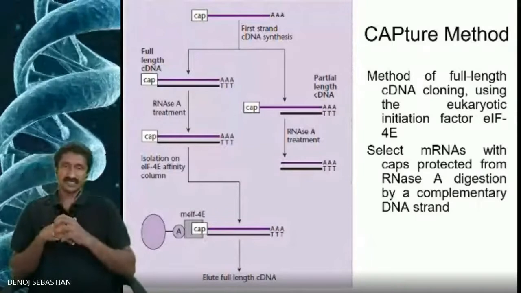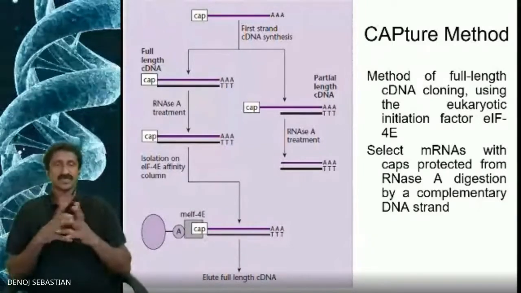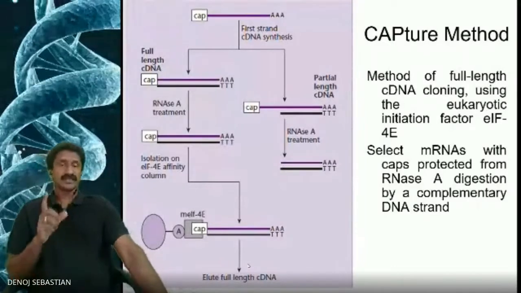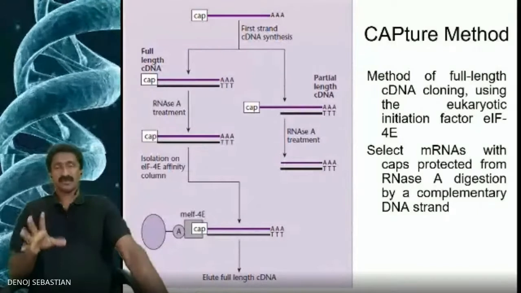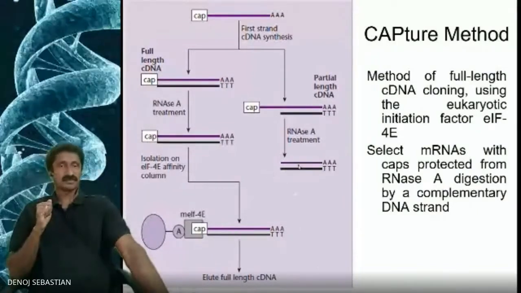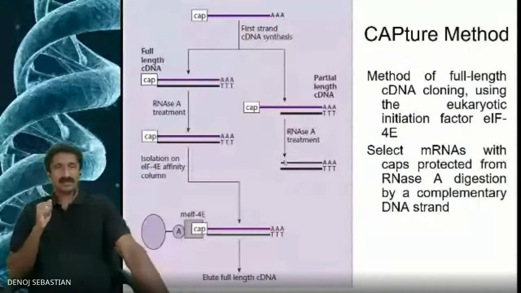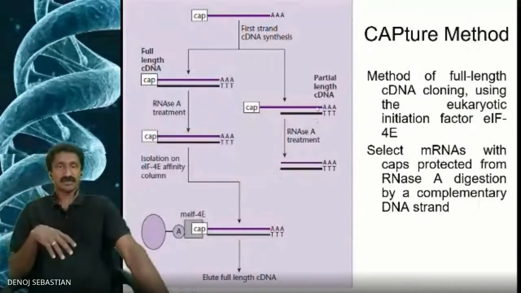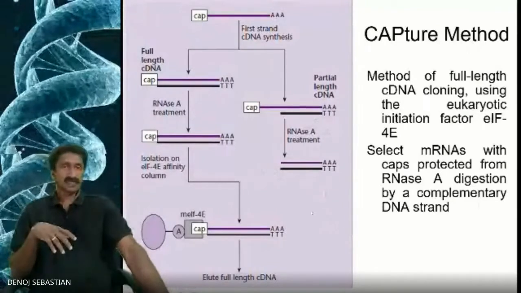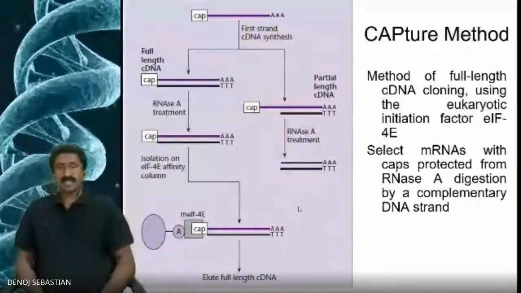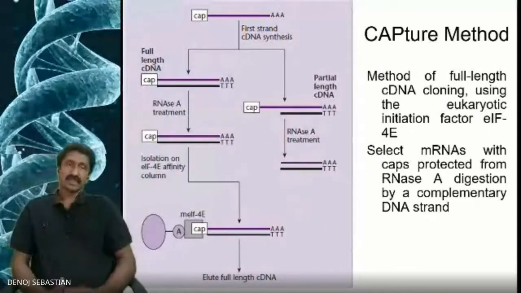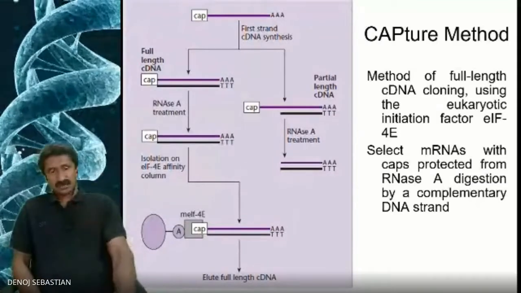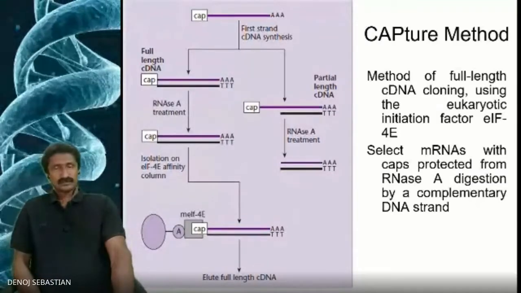And the subsequent steps can be performed from this eluted cDNA, so that only full-length cDNAs are prepared from this mixture, not the partial ones, because those will not be attached to the column since there is no cap. So there is no specific affinity, and in the affinity column they will be washed away initially. And the selected mRNAs with the caps are protected from RNase A digestion by a complementary DNA strand, that is, the hybrid. So this is about the capture method. Is it clear?